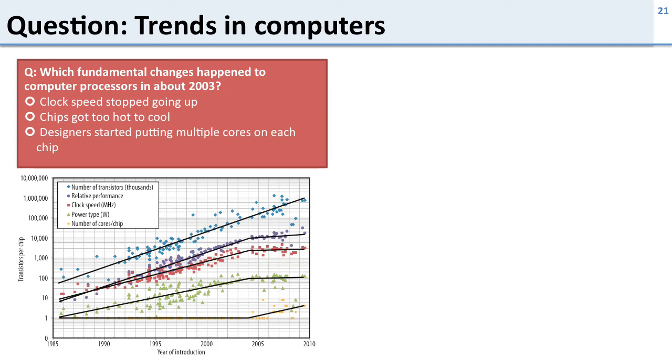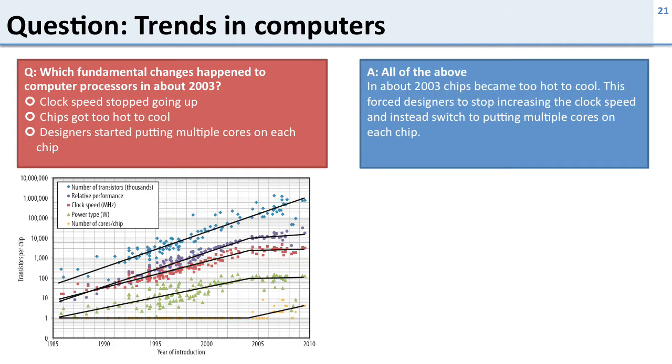All right, so here's a question about the trends in computers. Which fundamental changes happened to computer processors in about 2003? Well, the answer here is all of these. In about 2003, the clock speed stopped going up. You can see that here. The chips got too hot to cool. That's why the power didn't go up. That's what forced them to stop the clock speed. And at the same time, they still kept getting more and more transistors, but couldn't run them faster, so designers started increasing the number of cores and making multi-core processors. So all these changes happened in about 2003.